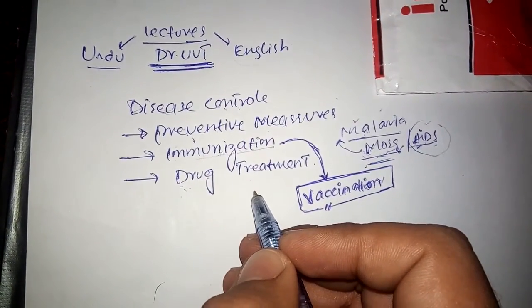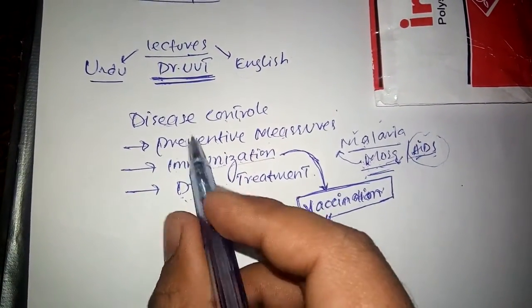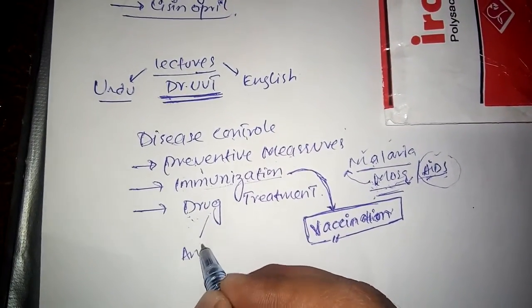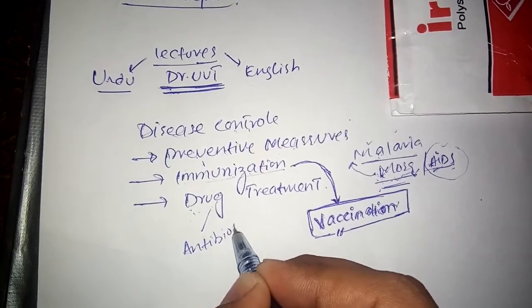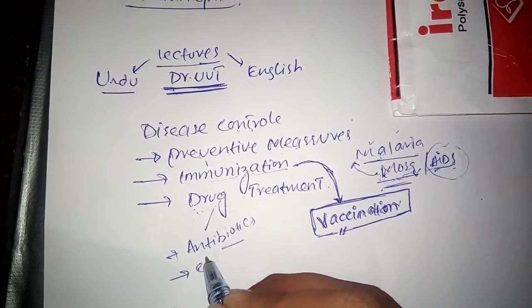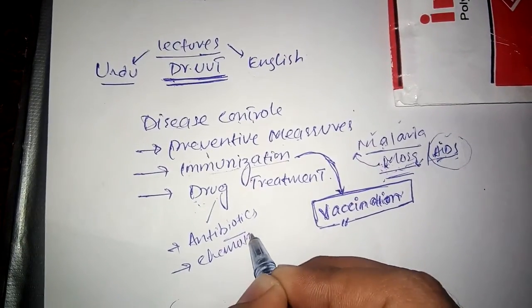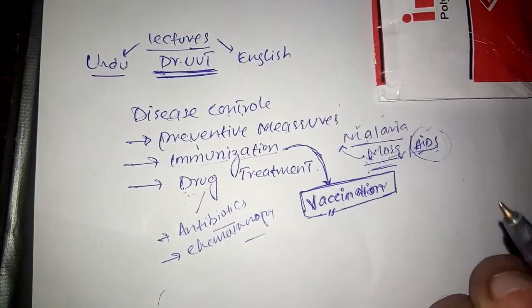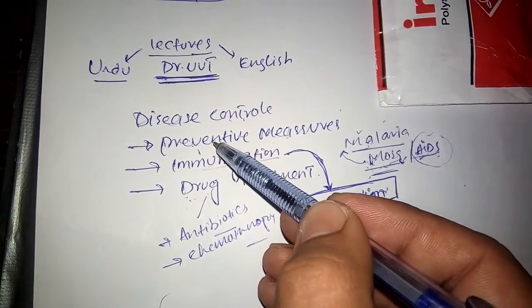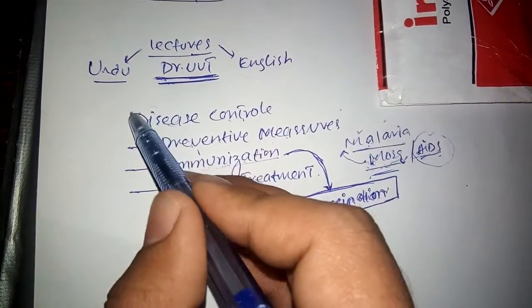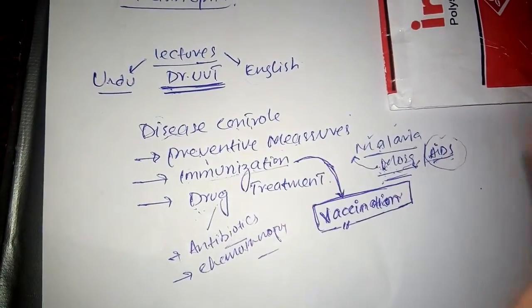Drug treatment. You can control a disease by means of drug treatment also. You can use antibiotics to control the disease, and you can also use chemotherapy to control the disease. So these are the basic steps: preventive measures, immunization, and drug treatment, by which you can do what? Controlling of the disease.